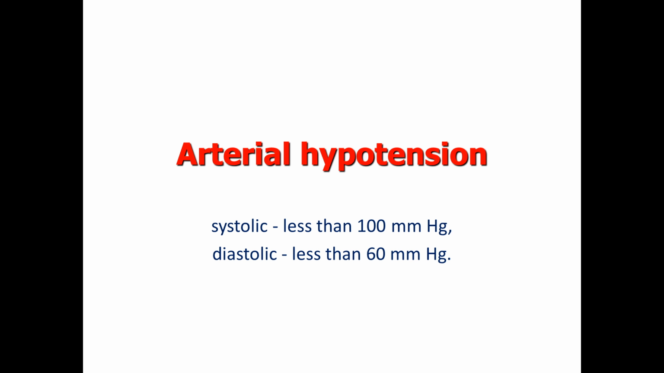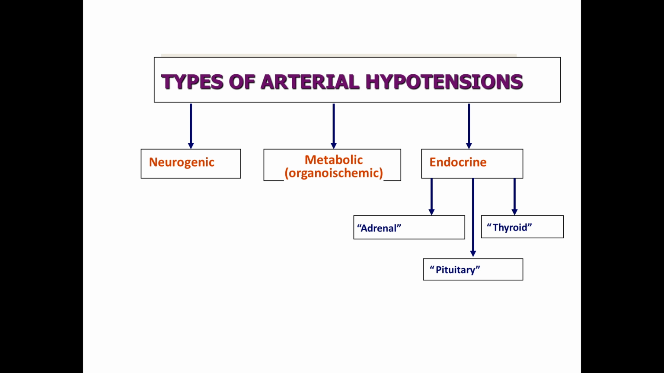Next is arterial hypotension. Hypotension is when arterial pressure is systolic less than 100 and diastolic less than 60 millimeters Hg. There are types, of course, primary and secondary. Primary is neurogenic; secondary may be endocrine because of deficiency of adrenal gland hormones, thyroid gland hormones, or pituitary hormones, and sometimes metabolic or organoischemic reasons.